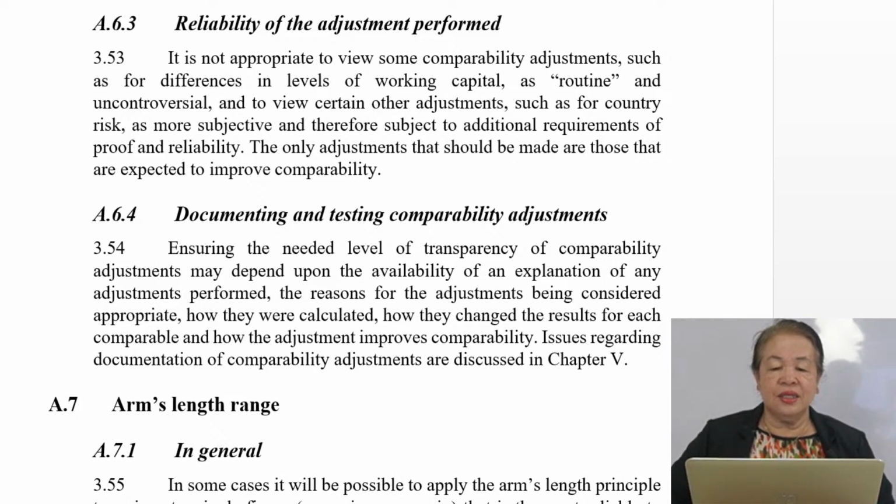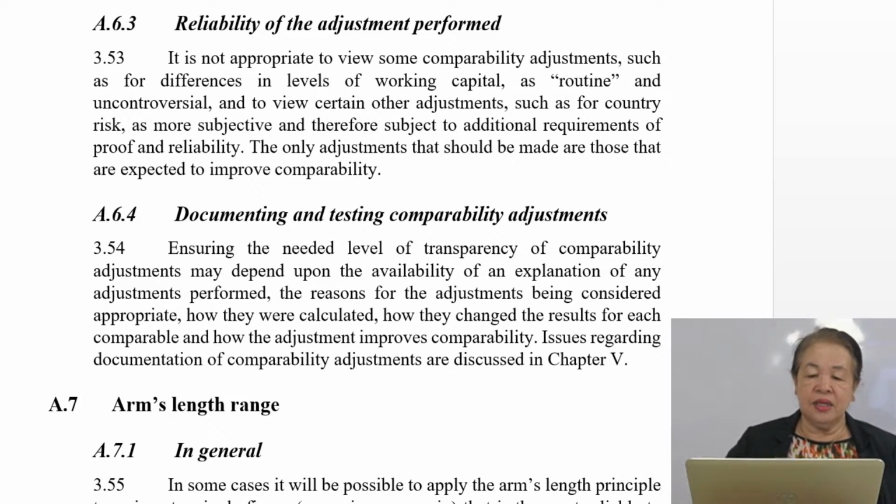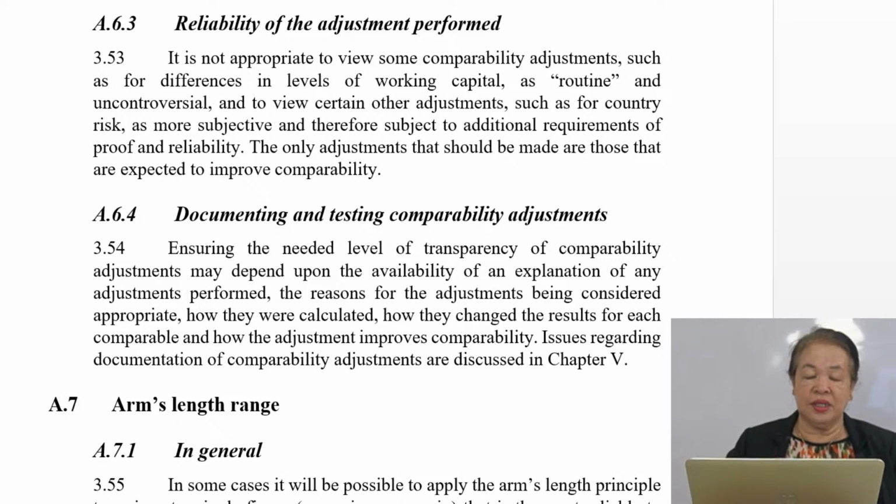So ensuring the needed level of transparency of comparability adjustment may depend upon the availability of an explanation of any adjustments performed, no? Kung meron. The reasons for the adjustment being considered appropriate, how they were calculated, how they change the results for the comparable, and how the adjustment improves comparability. No? So issues regarding documentation of comparability adjustments are discussed in Chapter 5. No? So nandun na yung documentation.